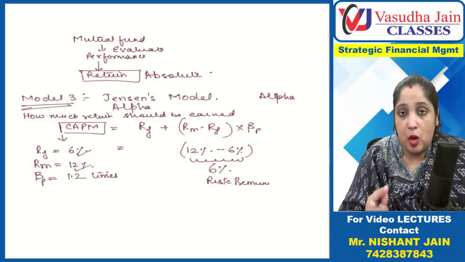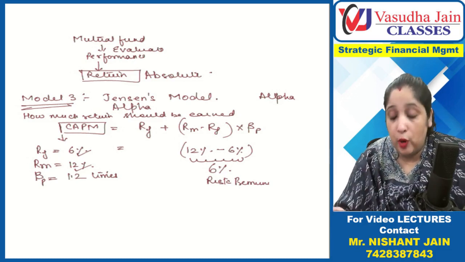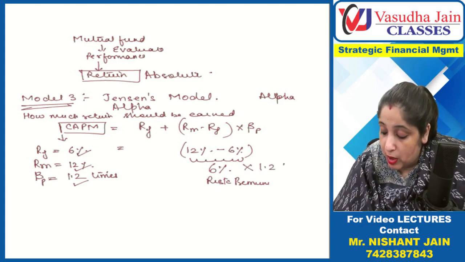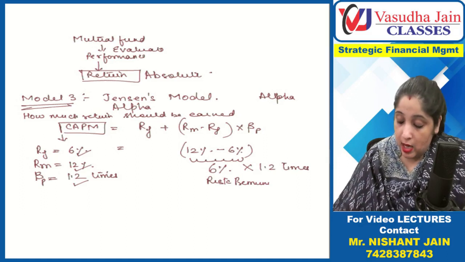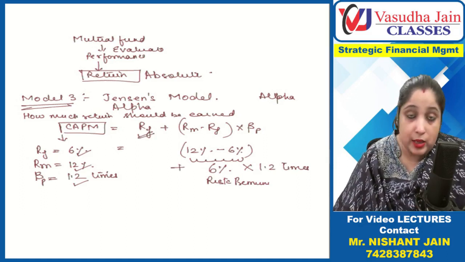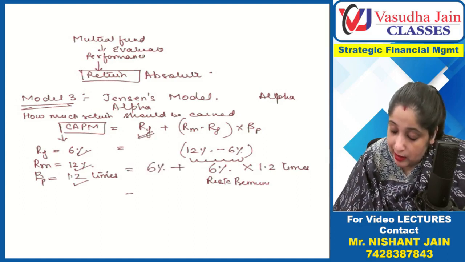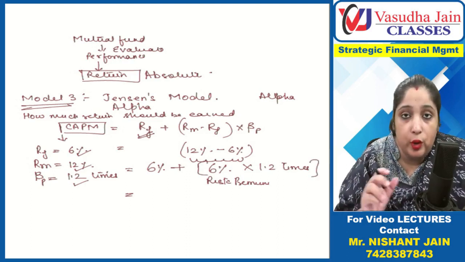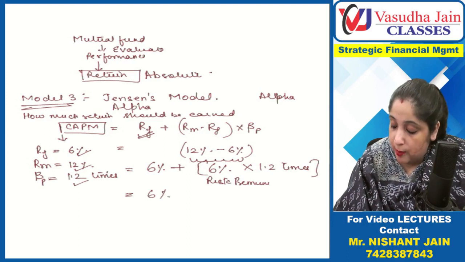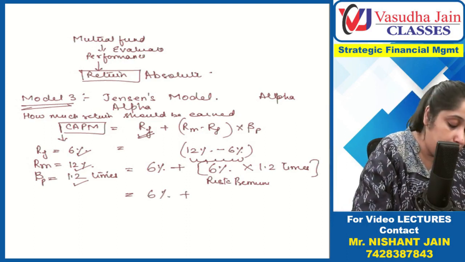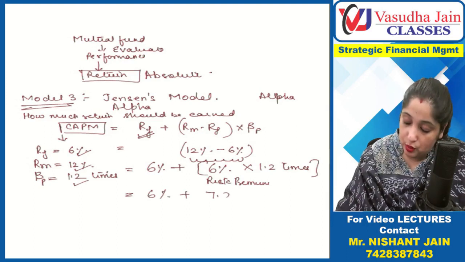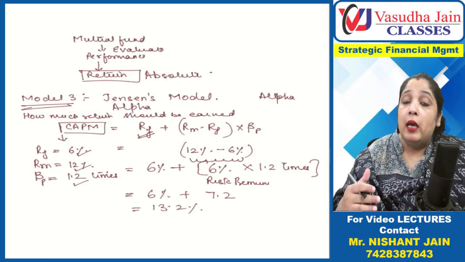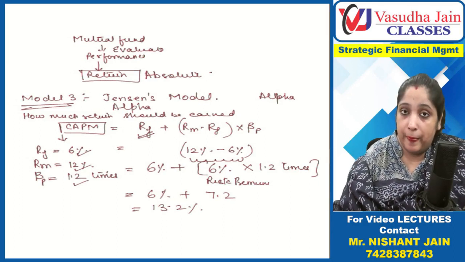Stock market beta is 1, but your portfolio beta is how much? 1.2 times. So your portfolio should give this much excess return, excess return over and above the risk-free return. So basically this should be the total return which should be given by your portfolio, your investment. So 6% plus 6 into 1.2, which comes out to be 7.2. So 13.2% should be the return that your portfolio should give.